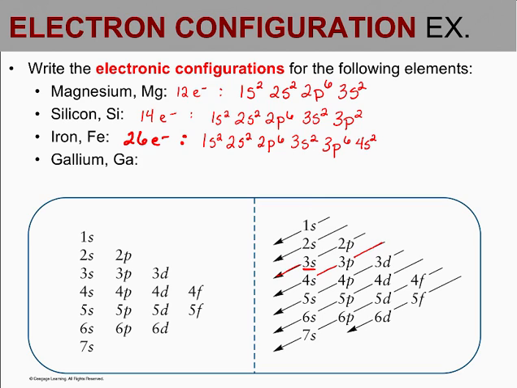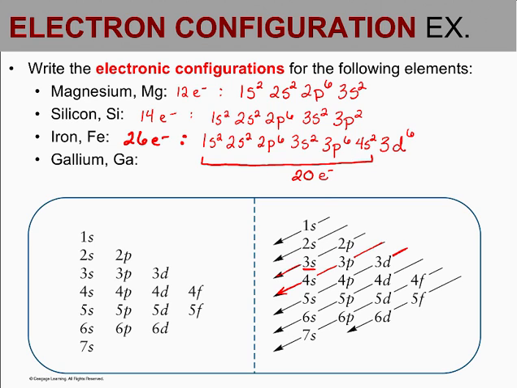So after we filled in the 4s subshell down below, we can see that the next one we can fill in is 3d. Now remember, d subshells can hold a maximum of 10 electrons. But so far we have 20 electrons, so you can add together those superscripts. So we need to place 6 electrons in the 3d subshell, which works out because we have less than the maximum.